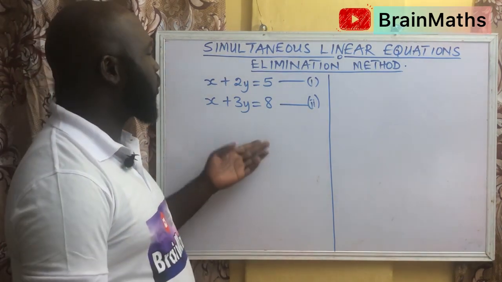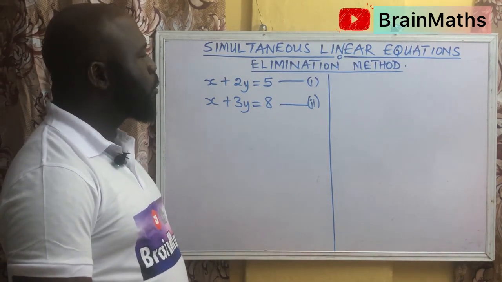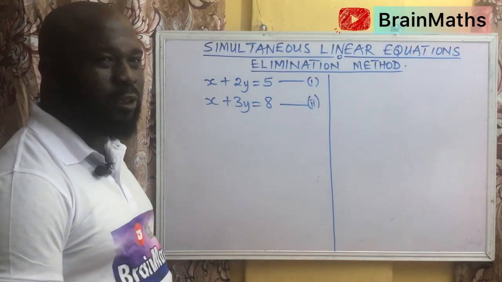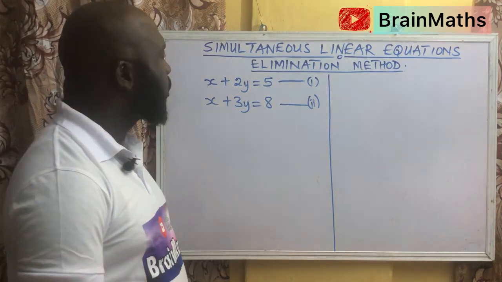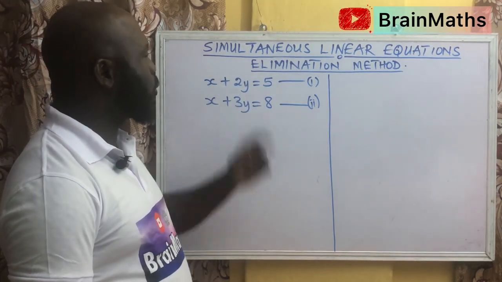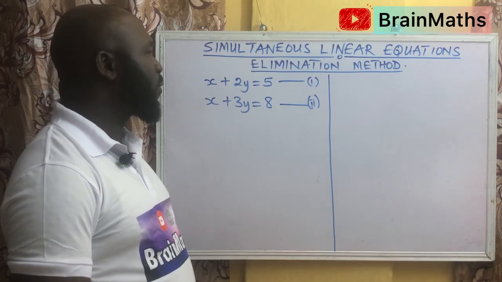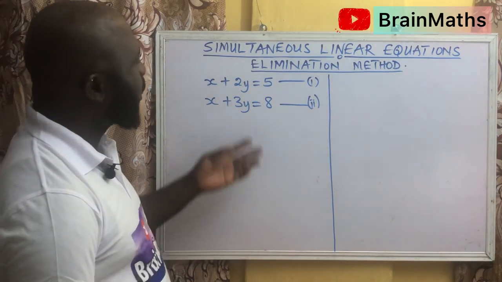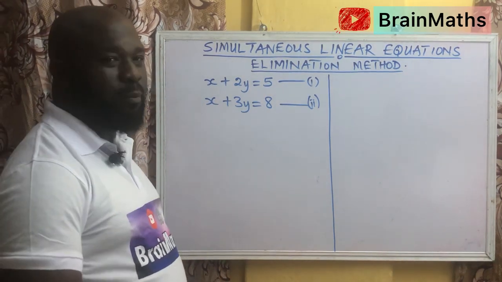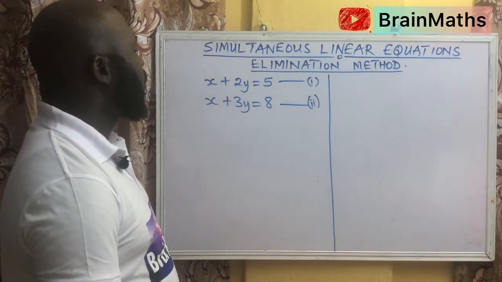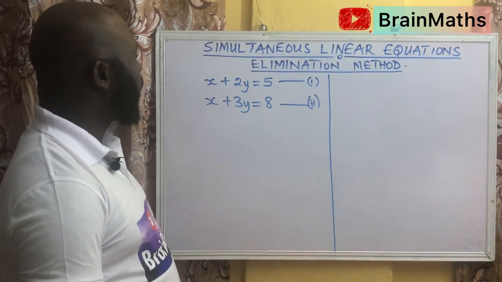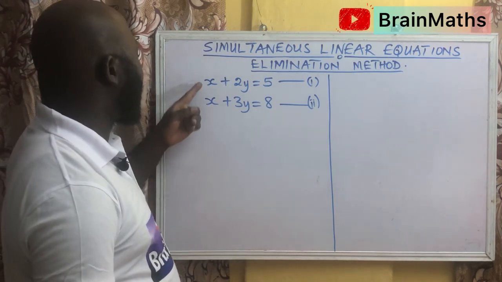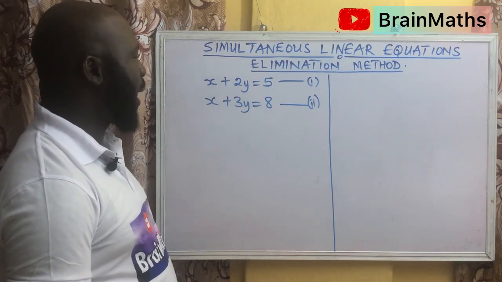But before we go to solving the equations, there are two major methods for solving simultaneous linear equations. Apart from the graphical solution, we have the elimination method, which we are going to look at firstly, and then we have the substitution method. So by the method of elimination, from the name, it means we are going to try to find a way to eliminate either of these variables, either to eliminate x or to eliminate y.